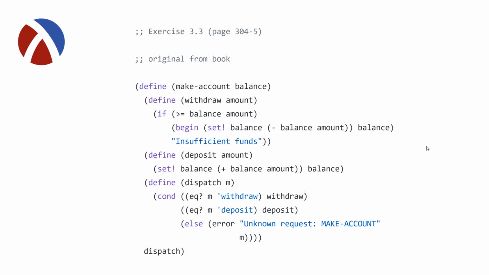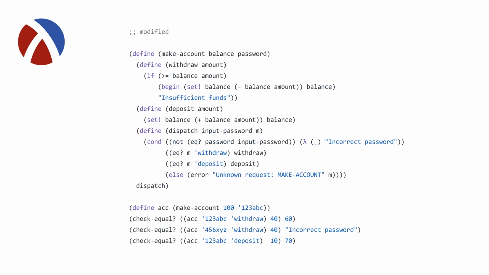The modified version of this to answer exercise 3.3 looks as follows. So I will highlight the different code, which is actually pretty minimal. So we've only got 3 places we need to modify. The first is pretty simple. We just need to add a parameter to make-account so that we can take a password as an argument. The second place is that in our dispatch procedure, inner procedure, we need to take a second parameter, which is going to be our input password, which will be checked against the password that's stored in this make-account procedure to see if it's correct.